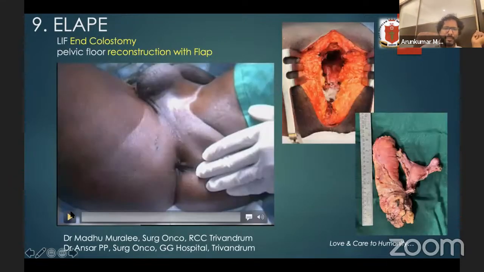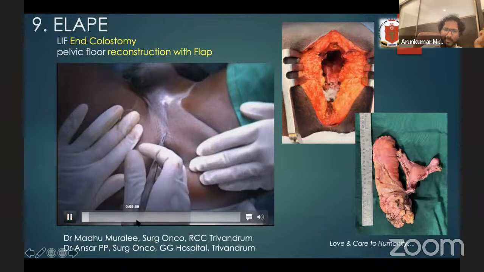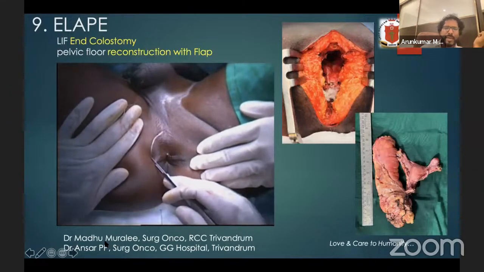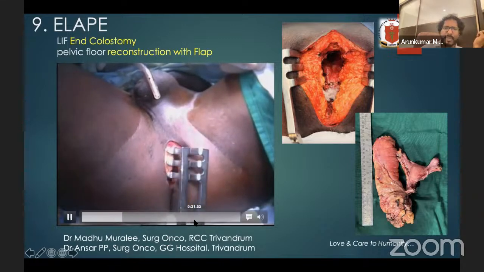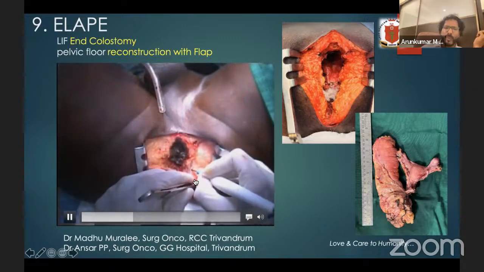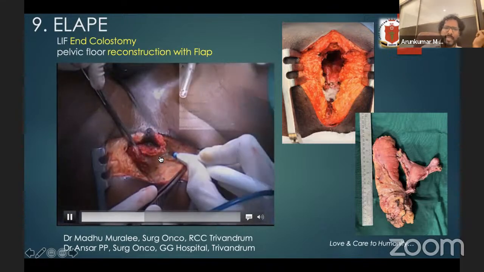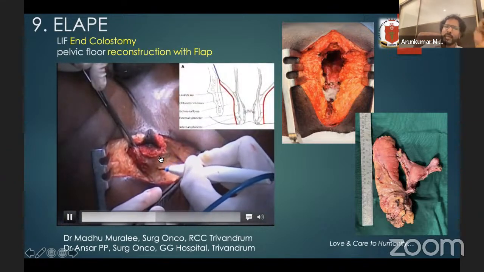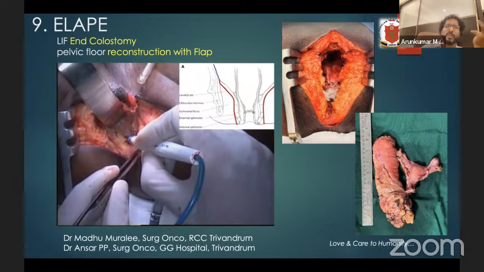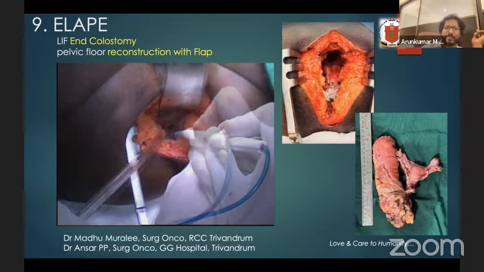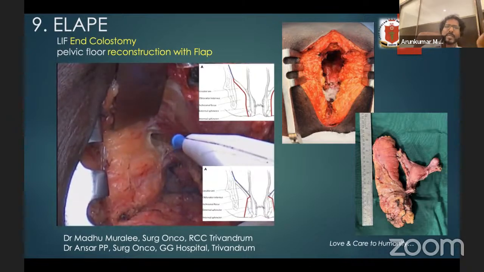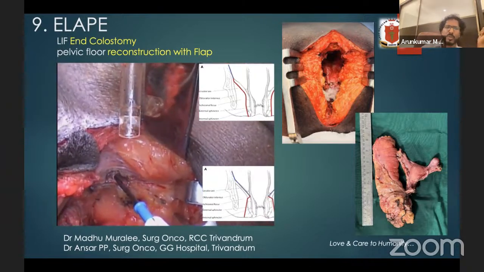And this is a small video for the benefit of youngsters, and courtesy to Dr. Madhumurali and Dr. Ansar, our surgical oncology friends at Trivandrum. And the defect here is going to be larger because we need to have a good CRM in this patient. These are all done for M0 lesions. So we need to have a good survival for this patient with least chance of local recurrence. So sometimes part of the tip of the coccyx, a varying amount of sacrum is also removed.